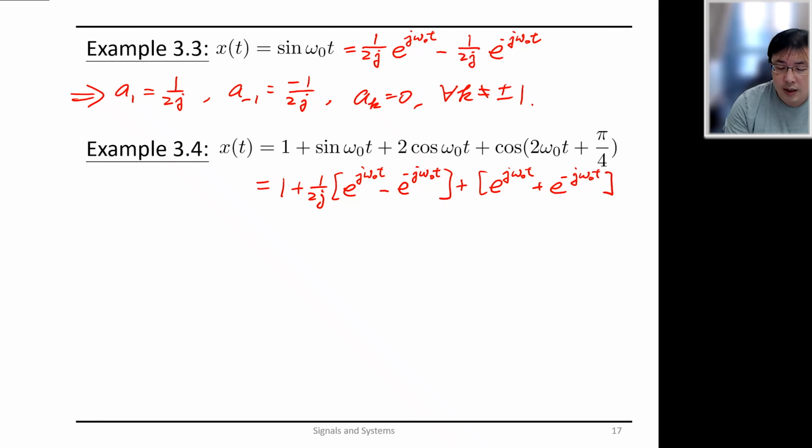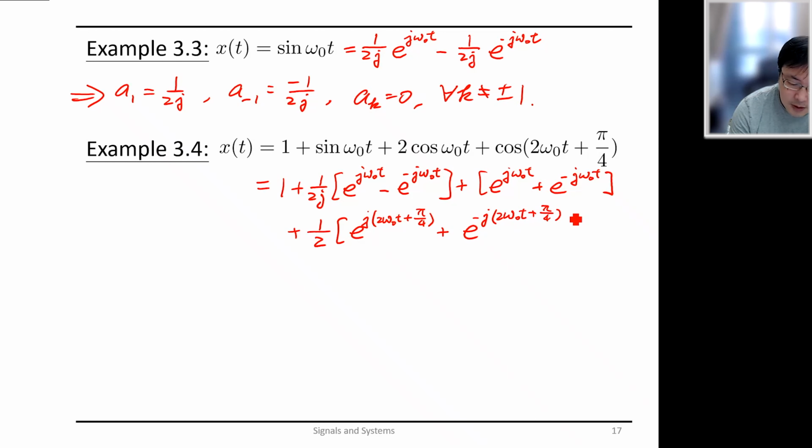Now for this cosine here, it's similar to the second term, but without the 2 in the front. So this becomes 1/2 times e to the j (2 omega naught t plus pi over 4) plus e to the minus j (2 omega naught t plus pi over 4).